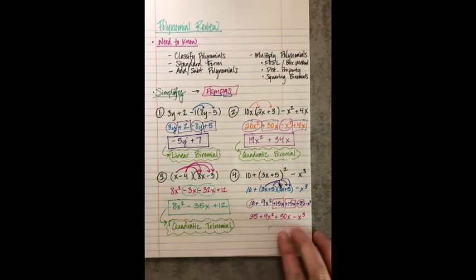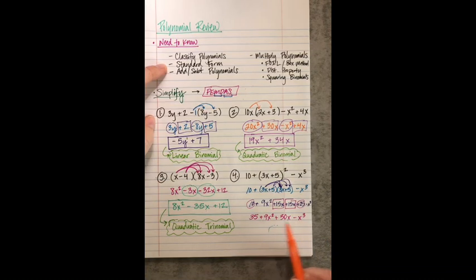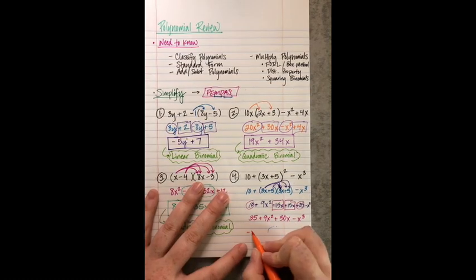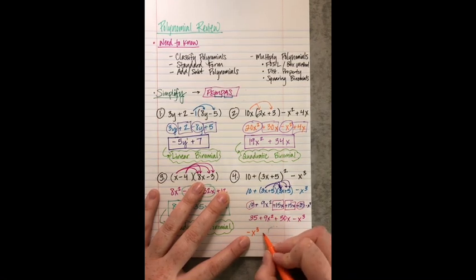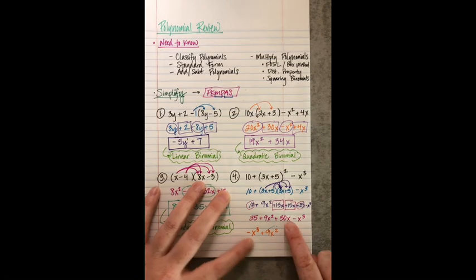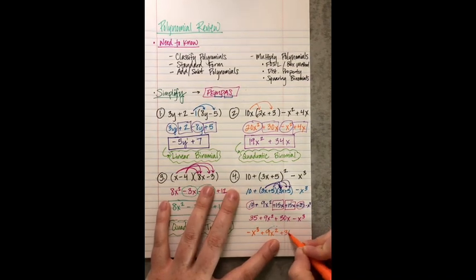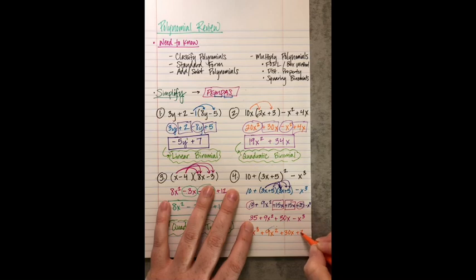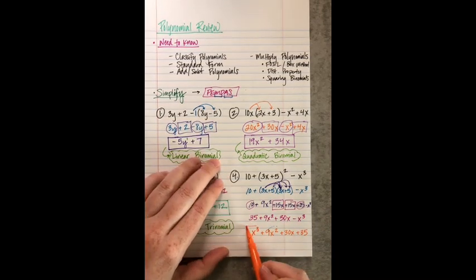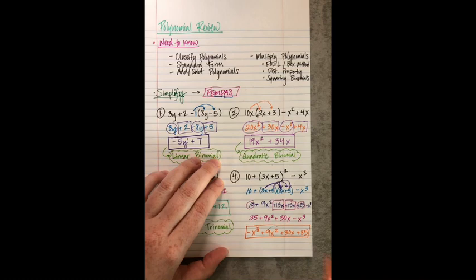Now, is this my final answer? No, it is not in standard form. The term with the highest degree is right here. Is that an x cubed or a negative x cubed? Keep that negative in front of it. So I bring out that. Next is going to be your x squared, so plus 9x squared. Then we're going to go to the x term, so plus 30x. Lastly, we're going to add this positive 35. So that is your final answer.